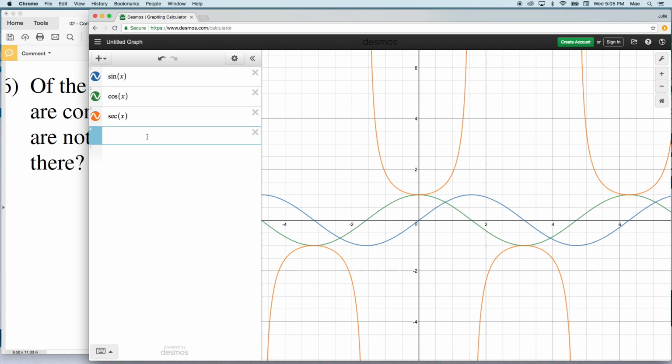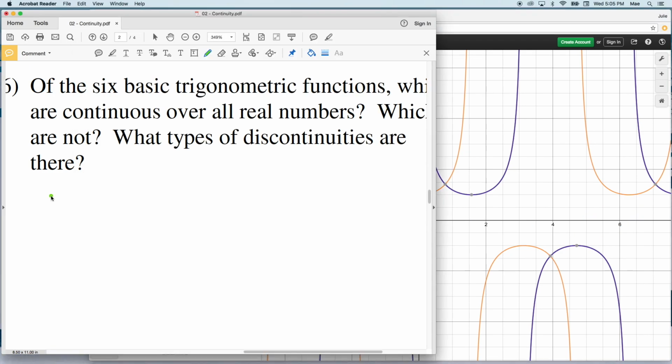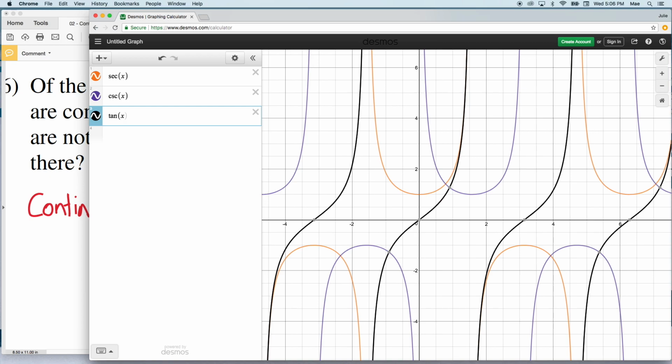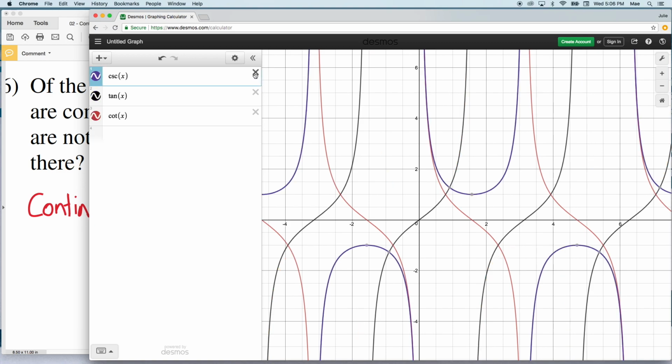And now our graph's a little crowded. So the sine of x and cosine of x are both continuous. So I'll go ahead and exit out of those and write that in real quick. So the cosecant of x also has essential discontinuities. Next is the tangent of x, which you can see also has essential discontinuities. And then lastly, the cotangent of x, that also has essential discontinuities.